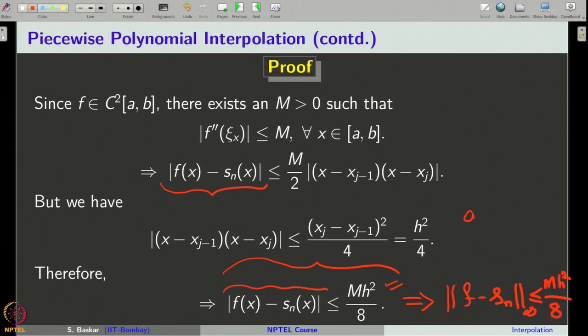Now, you can see as n tends to infinity, what happens? Well, since h is equal to (b minus a) by n, you can see that h tends to 0 as n tends to infinity. That means the right hand side goes to 0 as n tends to infinity. That means the left hand side will also go to 0, uniformly, and that proves that Sn converges to f, right? And this completes the proof of the theorem.